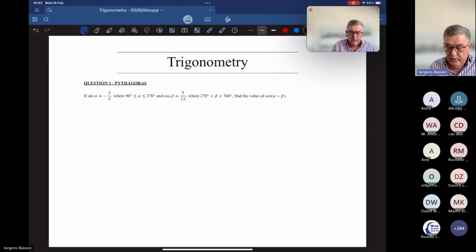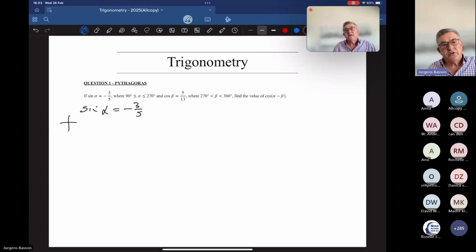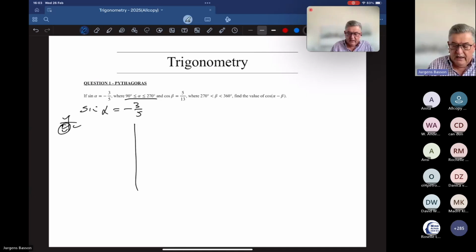So let's start with sine alpha equal to -3/5. I always suggest the learners must draw a tiny Cartesian plane just to determine their quadrant. Sine is negative in 3 and 4. The restriction of alpha is between 90 and 270. It's this one, and that's 90 and 270. So as you can see, our triangle will be in the third quadrant.